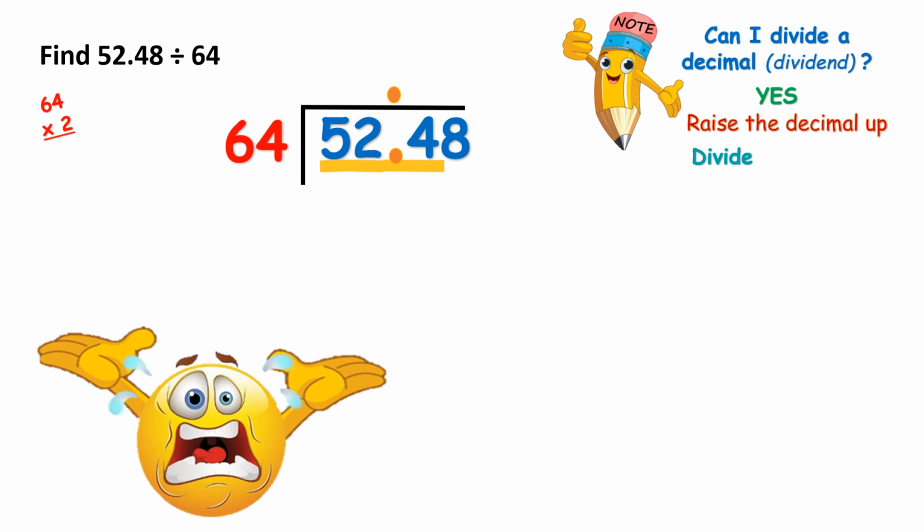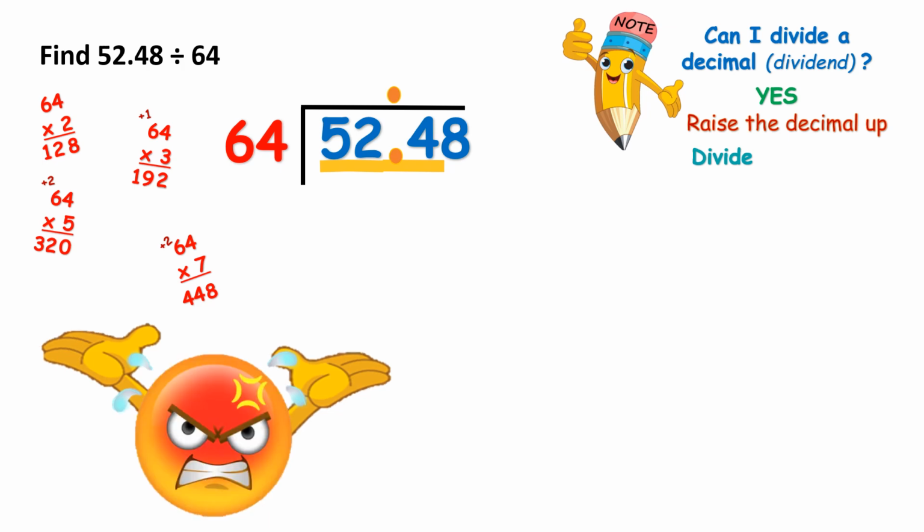I can't do this. And then some of you get really upset. Well, one of the ways you can do it is just take your 64 and do your multiplication problems. You can figure out the 64 times 2 is 128. And you can find out the 64 times 3 is 192. You could do it times 5. You can do it times 7. But when I start saying, well, you need to try and figure out how many times it will go into, then you get mad at me.